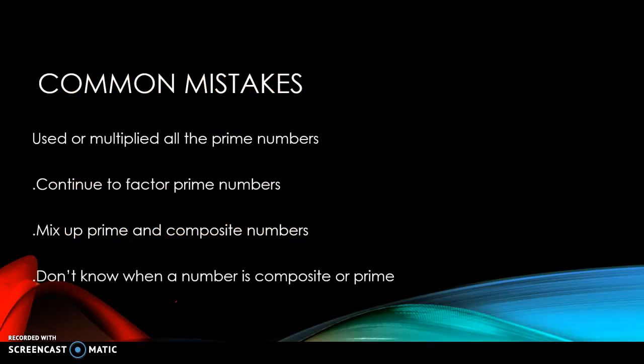Some common mistakes that people make are to use or multiply all the prime numbers, and well, you can't do that. Some people continue to factorize prime numbers, which you cannot do because prime numbers are numbers that cannot be divided or factorized at all. Some people mix up prime numbers and composite numbers. Some people don't know when a number is composite or prime.